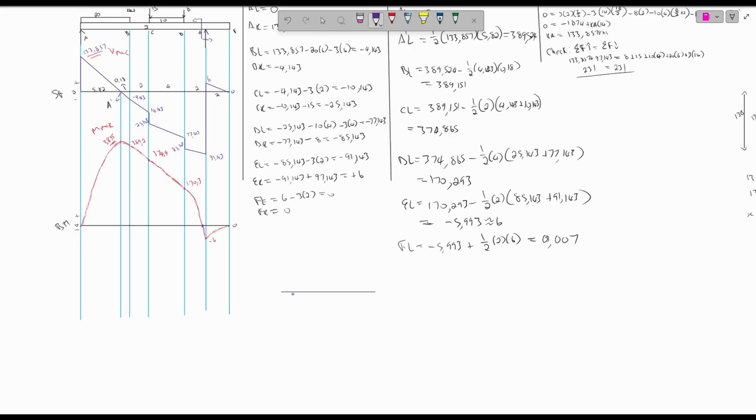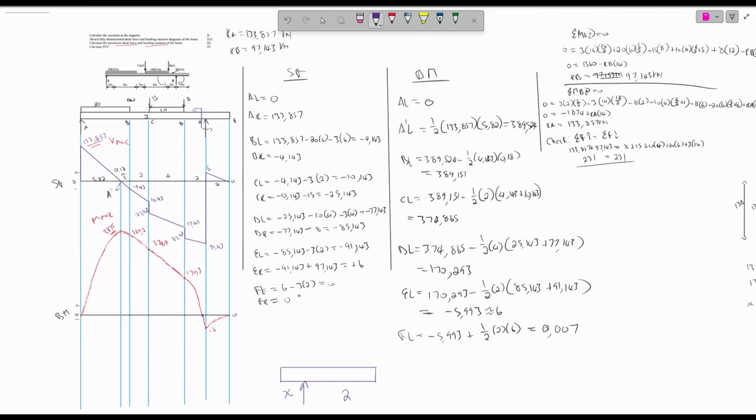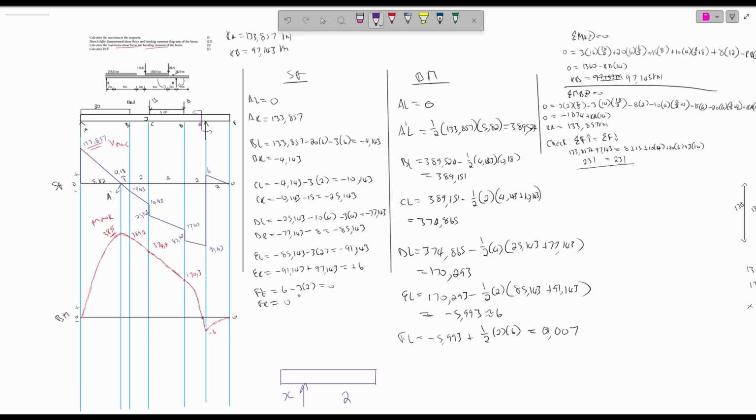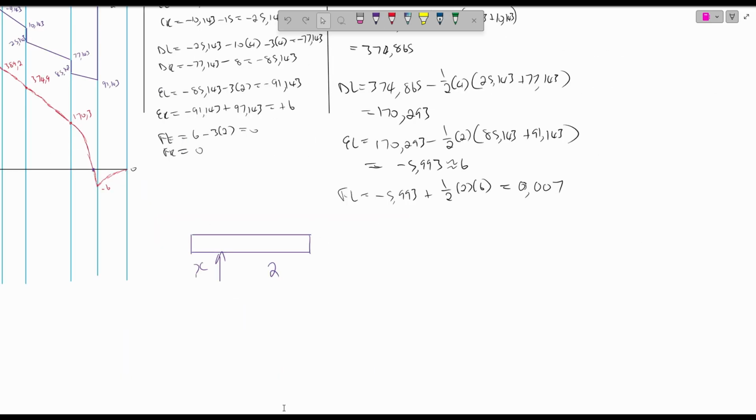So if this, the reaction, and the vertical, this distance is 2 and this distance is x. Your reaction at B is 97.143.